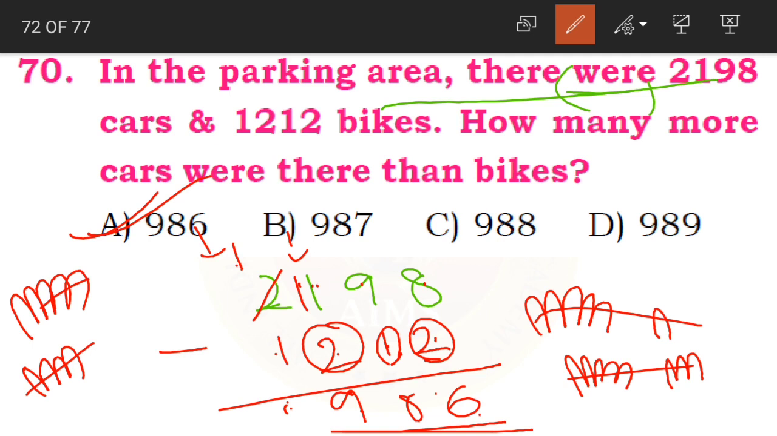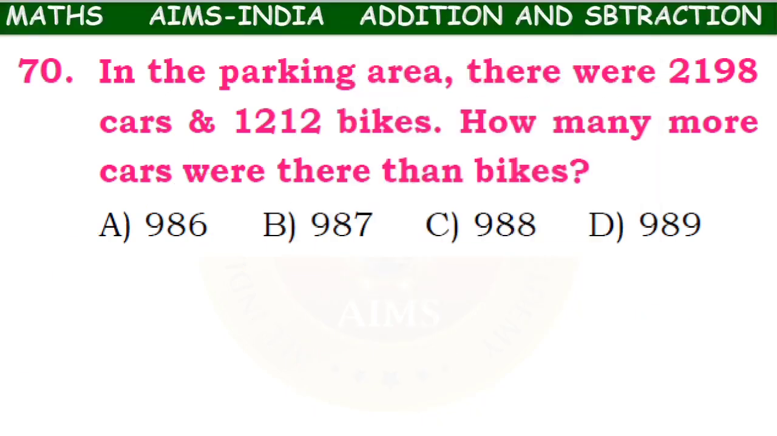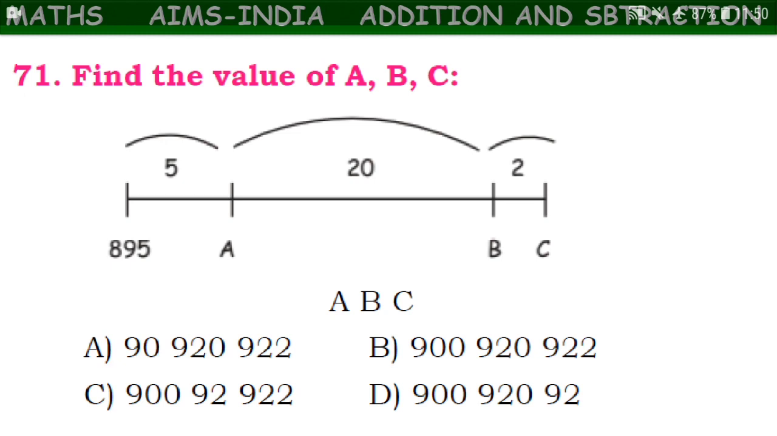Option A. See, again we need not solve the whole question here. If we solve the units place, we'll get 6 as answer. And from the given options, only option A has 6 in the units place. So option A becomes our first correct option. Clear, children? Coming to question number 71.